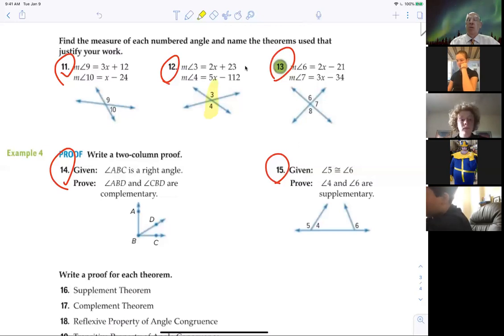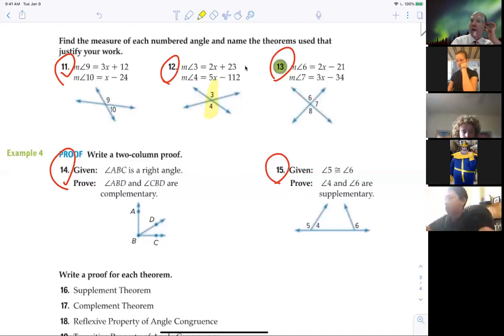Yeah, we're going to take a look at the proofs here in a minute. I don't care about naming the theorems here. You guys know that. I care about the proofs, because the proofs are where you're going to name the theorems.